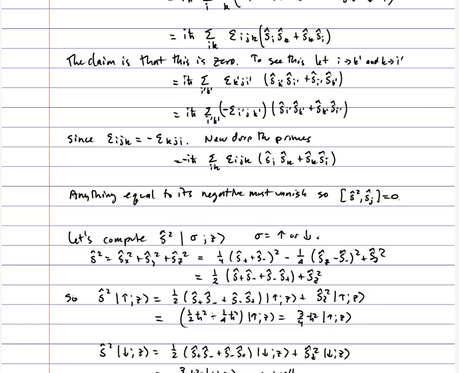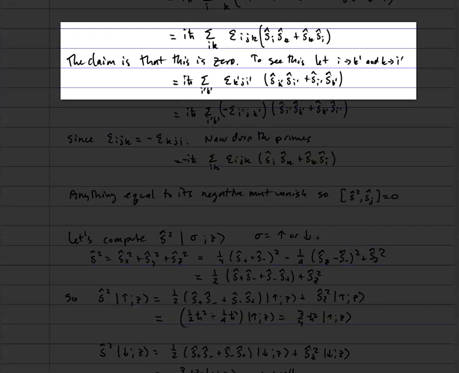To see this, let i go to k prime and k go to i prime. So then I'm going to have that series on the top rewritten as sum over i prime k prime, epsilon k prime j i prime (Sk prime Si prime plus Si prime Sk prime). That is simply a relabeling of dummy indices. Please be sure you understand that that doesn't change anything. It's just a way of expressing the exact same thing. If you have any trouble with understanding that, pick a particular value of j, work out the summations on those two lines, and verify that they really are the same.